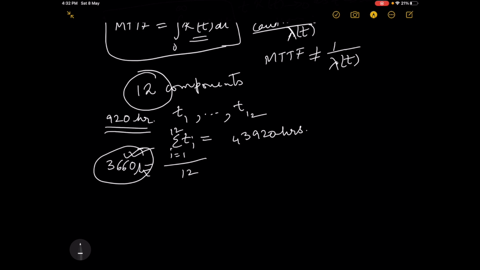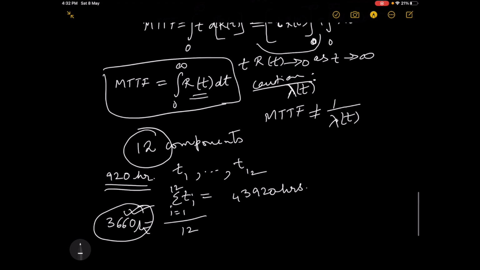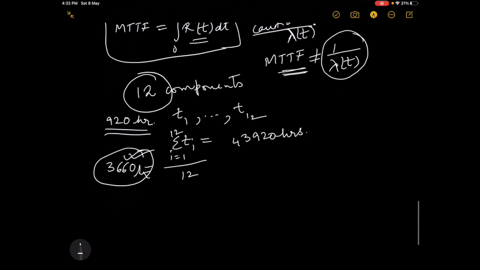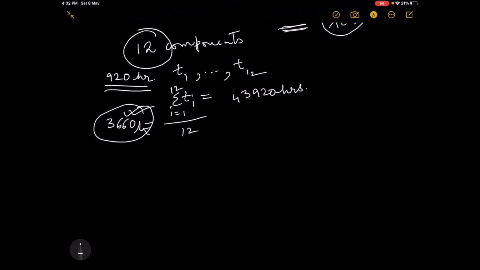So this is why I have cautioned that MTTF cannot be interpreted as the guaranteed minimum lifetime, and it can also not always be computed as the inverse of the mean failure time. Fine. So these are the two cautions that we exercised before we move ahead.